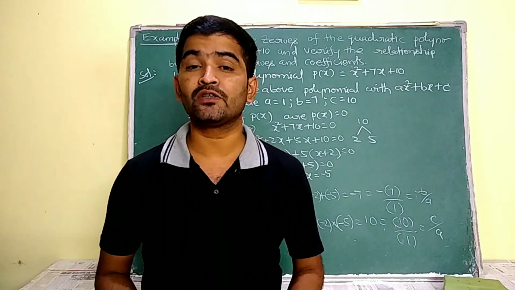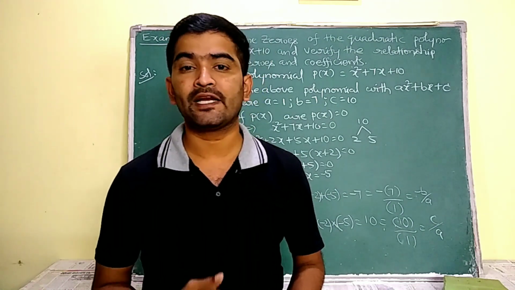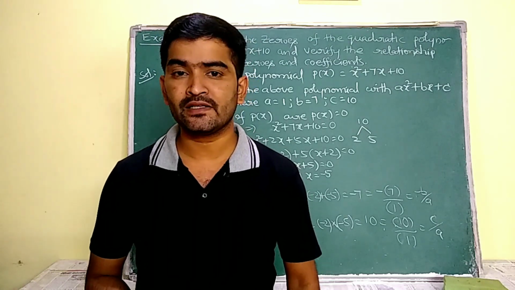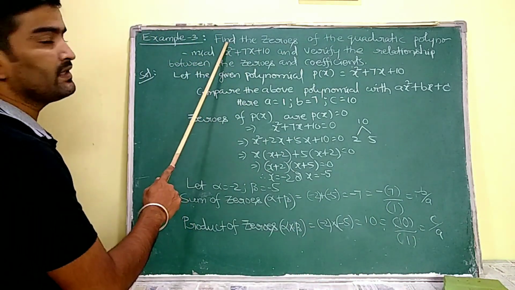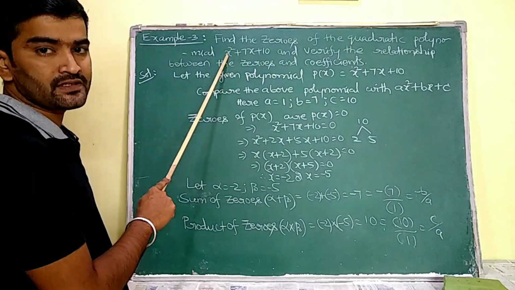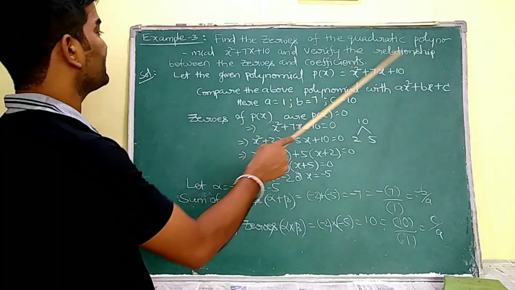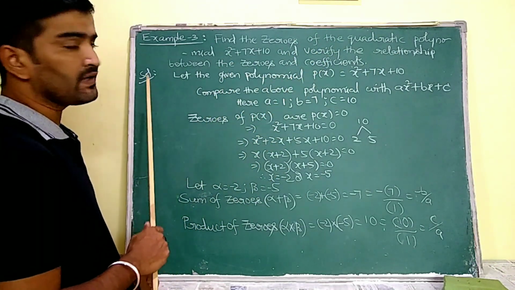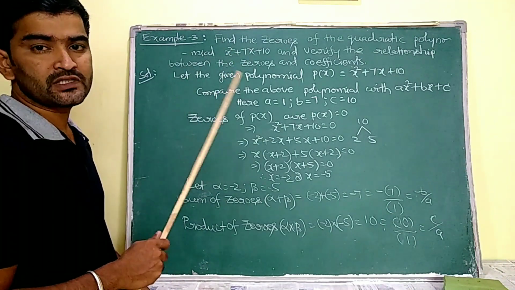Now in this video we are going to discuss the examples and the exercise problems 3.3 of the chapter polynomials. Okay, here in this exercise 3.3 the first example is example 3. Here it asks us to find the zeros of the quadratic polynomial x square plus 7x plus 10 and to verify the relationship between the zeros and its coefficients. For that we already did many problems in the try this and do this sections.